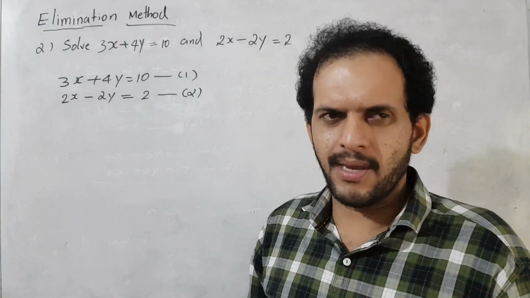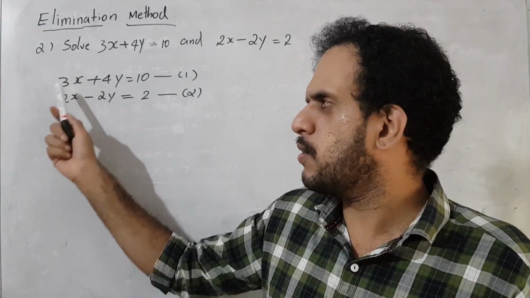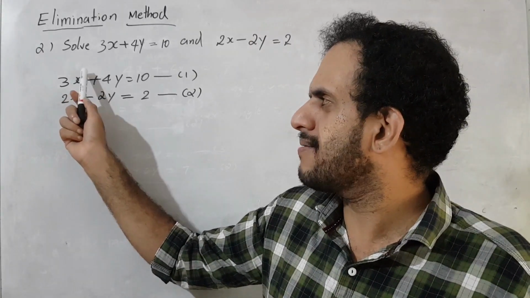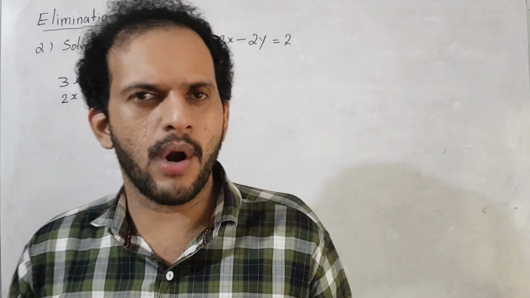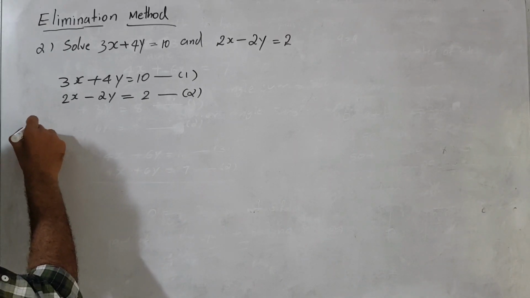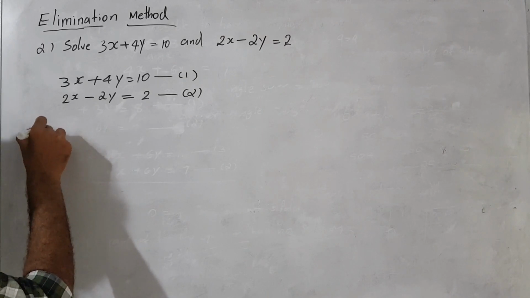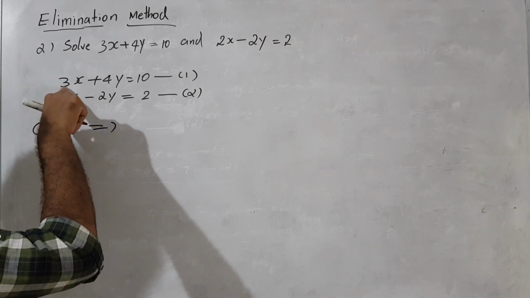Yes, 6. That one is 6. So we know to make 3 as 6 we need to multiply by 2. It's not possible to multiply this term only. We multiply the whole equation. So I am multiplying equation 1 by 2. Correct? Equation 1 into 2.